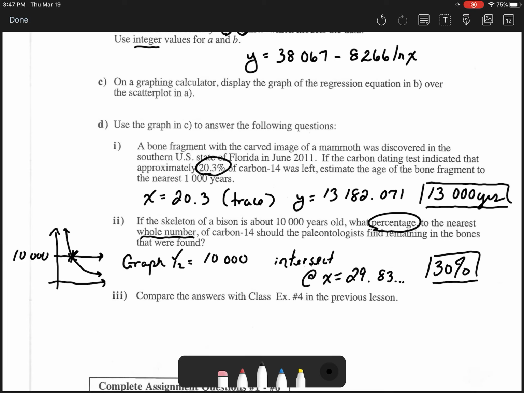The last part says, compare your answers with class example 4 from the previous lesson. What do you notice from there? Well, the answers are exactly the same. So again, a really short lesson today. Basically, the only thing that's new is that we did a regression analysis, but we are now using natural logs. Sometimes you'll do an equation that has to do with an exponential. You just pick the right selection from the list and then go from there. The calculator steps are always the same.